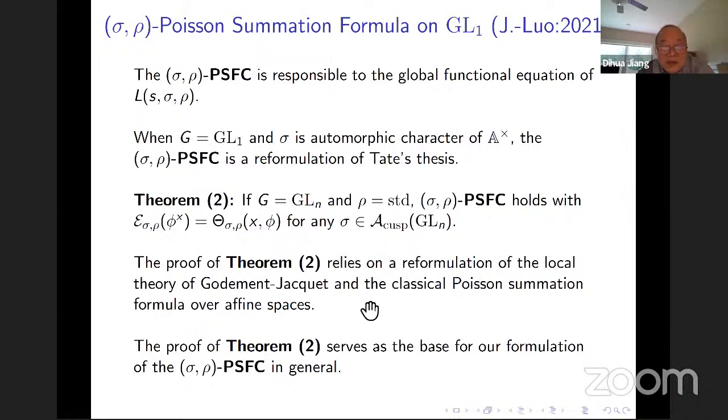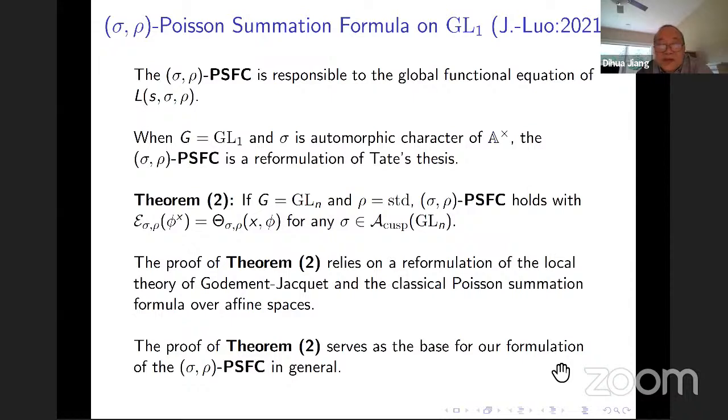A little bit later, okay. And then the proof of this theorem relies on the reformulation of local theory of Godement-Jacquet, and then the classical Poisson summation formula over the affine space. Okay, and then the proof of this theorem also serves as the base of our formulation of this sigma rho Poisson summation conjecture in general.